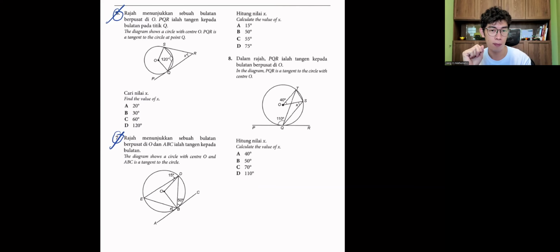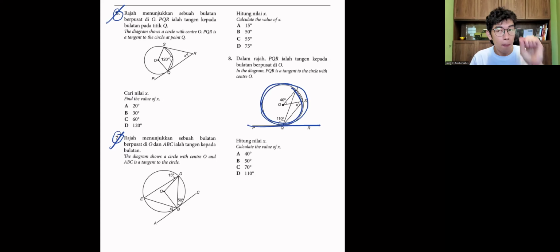Yes, tangent. Okay, what is the tangent, everybody? Tangent is where you have a circle, and there is one line that touches one point on the circle. That's called a tangent.